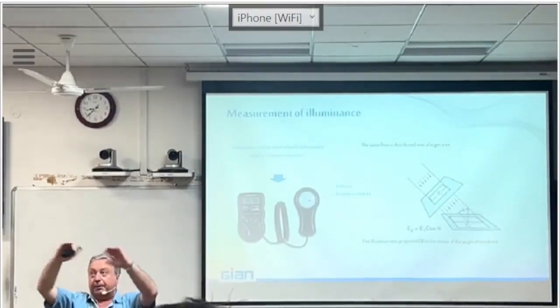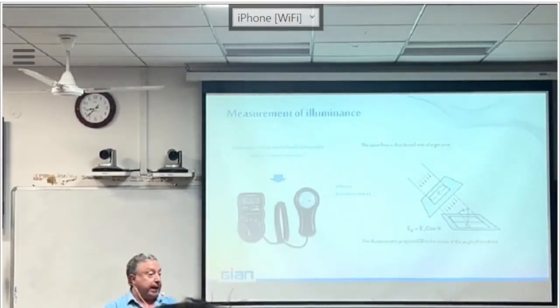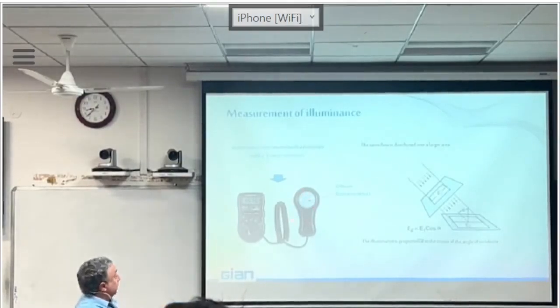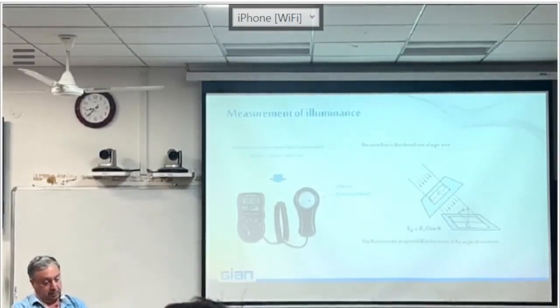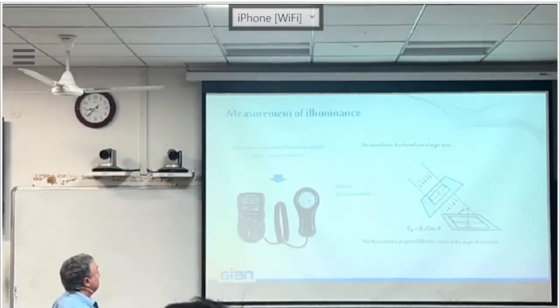But lighting is coming from all directions, and we need to correct this cosine incidence. You do that by using an opaline cosine corrector here, in order to collect the light from all directions and send it uniformly to the detector.